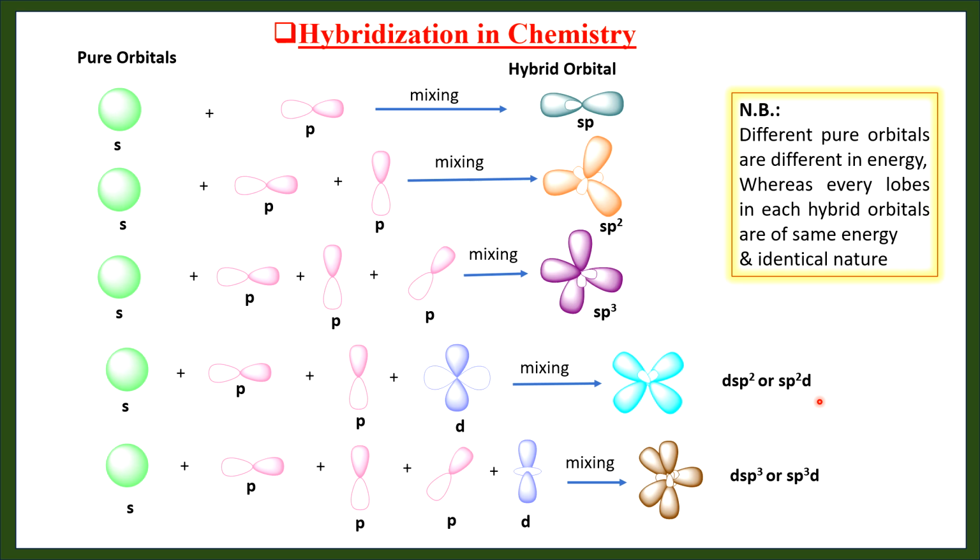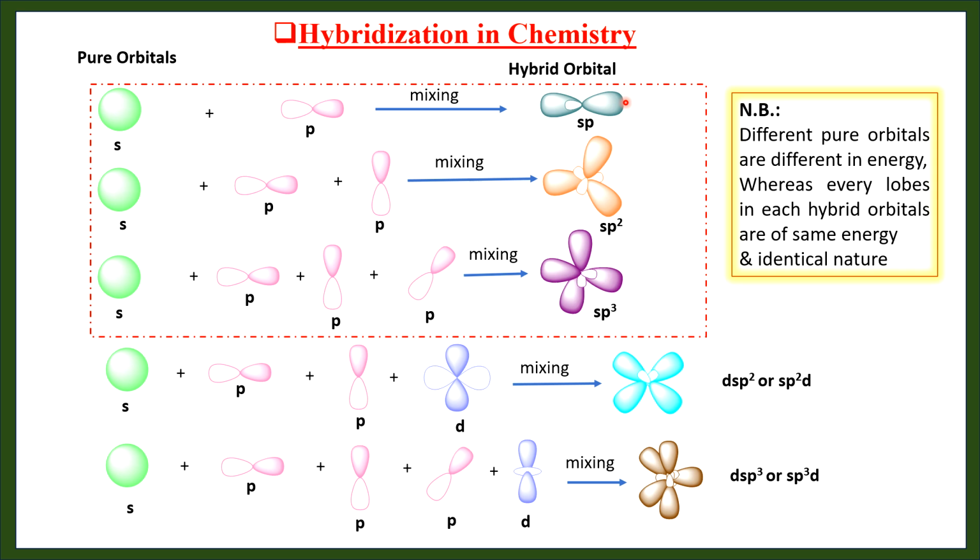As these pure orbitals, which are of different energy, give hybrid orbitals after mixing, keep in mind that hybrid orbitals each have identical energy and identical shape. As we are talking about organic compounds, which is mainly the chemistry of carbon, it has only sp orbitals. So we will further talk only about these three, sp, sp2 and sp3 hybridization, in the next few sections.